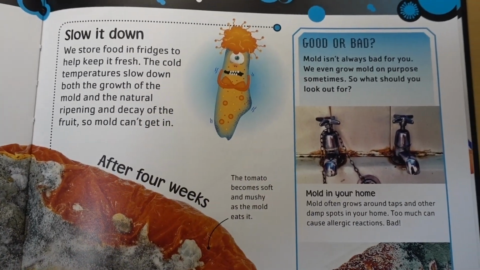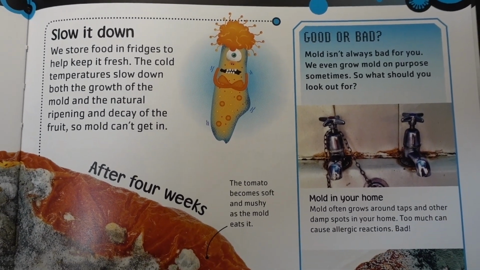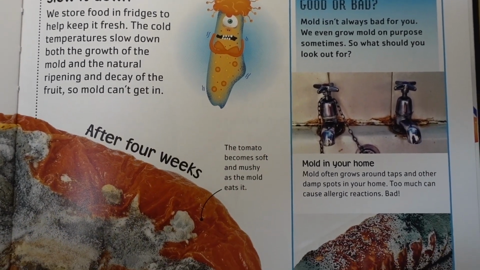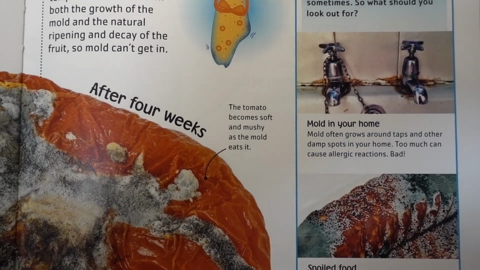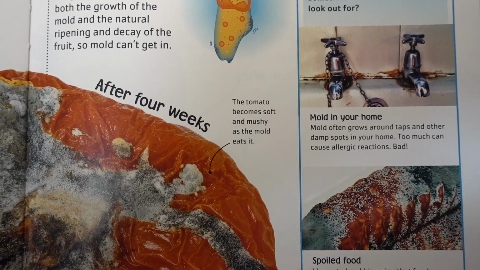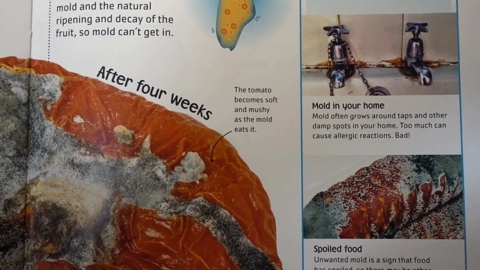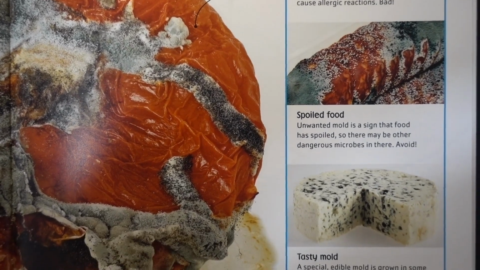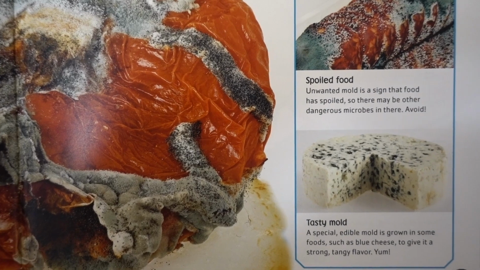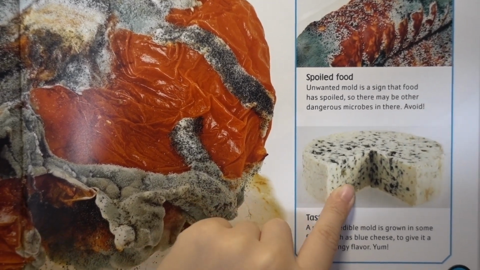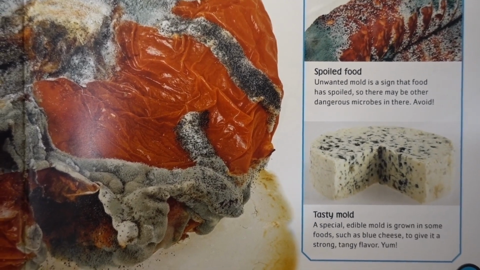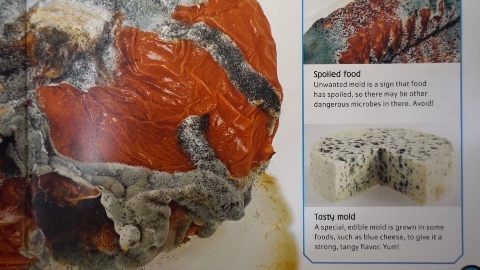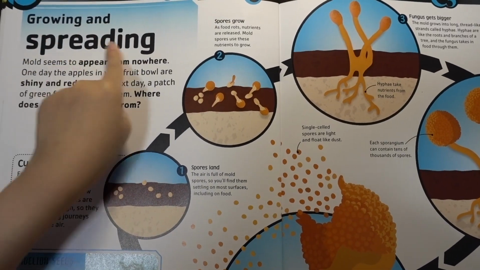Good or bad? Mold isn't always bad for you. We even grow mold on purpose sometimes. So what should you look out for? Mold in your home. Mold often grows around taps and other damp spots in your home. Too much can cause allergic reactions. Bad. Spoiled food. Unwanted mold is a sign that food has spoiled, so there may be other dangerous microbes in there. Avoid. Tasty mold. A special edible mold is grown in some foods, such as blue cheese, to give it a strong, tangy flavor. Yum!